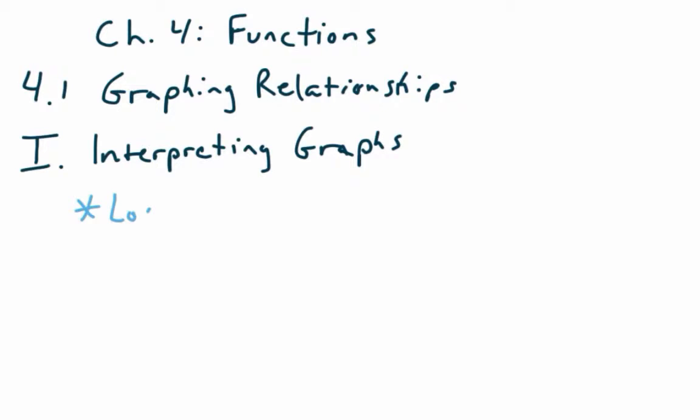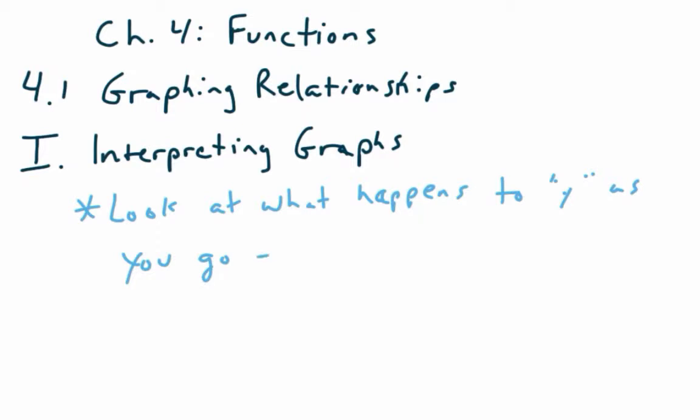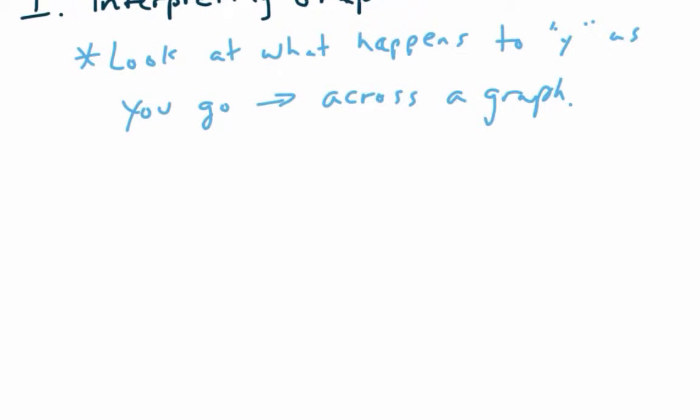So look at what happens to y as you go, I'm just going to do an arrow to the right. So look what happens to y as you go to the right across the graph. At least for line graphs, that's going to be a pretty good rule of thumb for interpreting things.